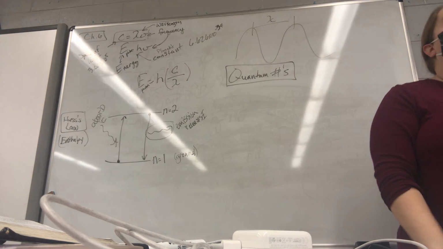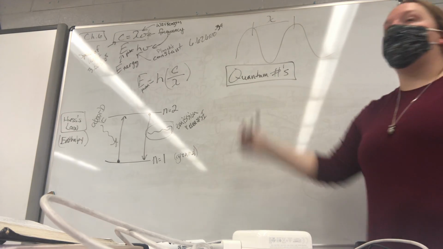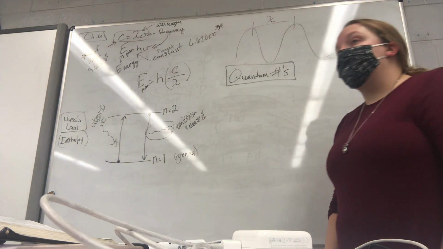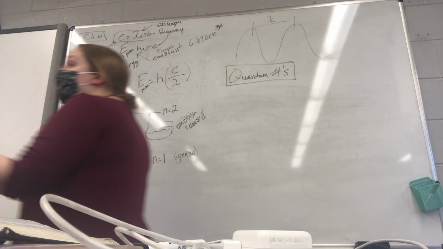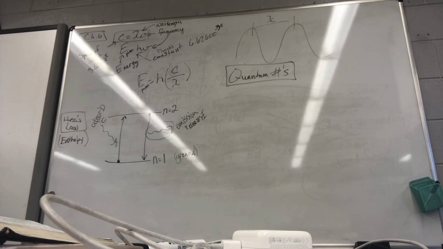Okay? A couple of different topics in between this and quantum numbers. One is the Heisenberg uncertainty principle. It says we don't know the position and the speed of an electron at the exact same time. We cannot, just because physics says so.